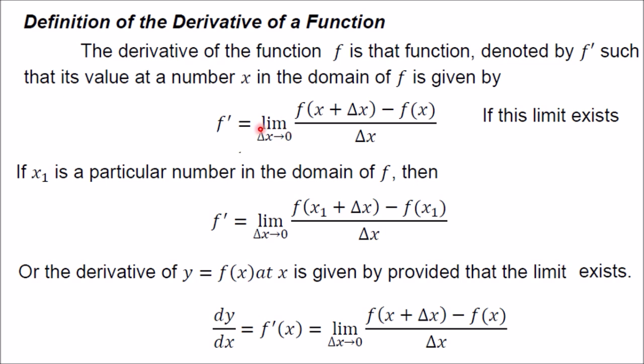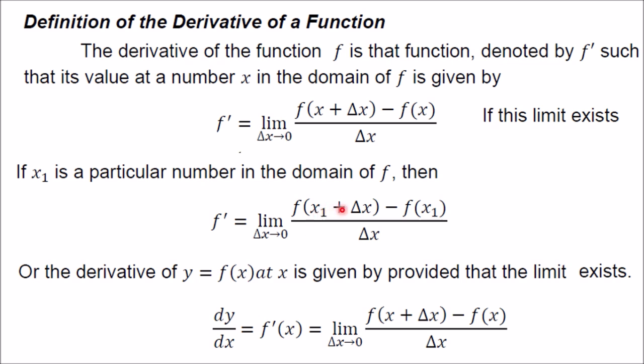Yun na rin yung formula nito. Similar kasi yun. Yung finding the slope is also finding the limit of that curve. F prime equals, the derivative of f equals, ito, the limit of this expression as delta x approaches 0. So, f of x plus delta x minus f of x divided by delta x. If x sub 1 is a particular number in the domain of f, then magiging, halimbawa, constant siya.